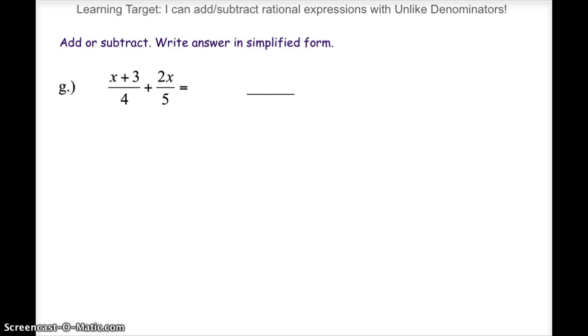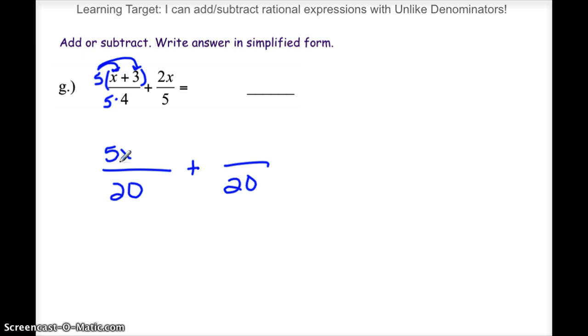Nice! All right, so let's get into our rational expressions. 4 and 5 are obviously different. So what could I get them both to be? Well, I could get them both to be a 20. Okay, but doing that, I would have to multiply 4 by 5. So that means this top has to be multiplied by a 5. And we are going to have to distribute 5x plus 15.